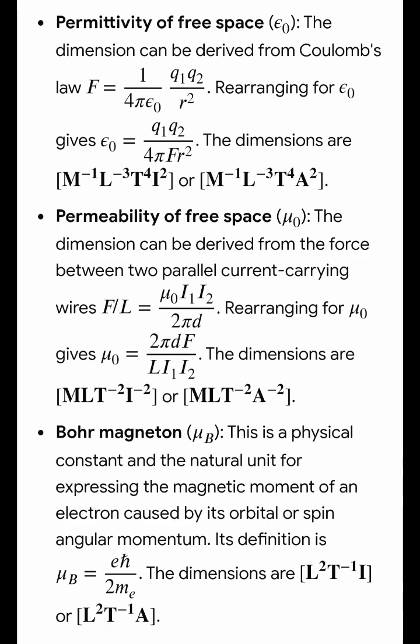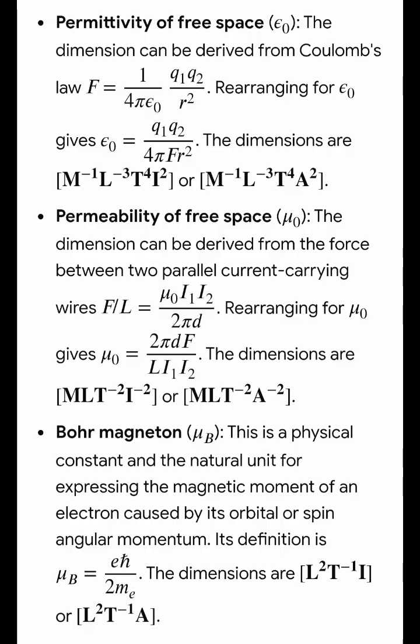And to find the dimension of permeability, we know that the force between two parallel current carrying wires is F by L is equal to mu 0 I1 I2 divided by 2 pi d. Rearranging this, we get mu 0 is equal to 2 pi d F divided by L I1 I2. Therefore, the dimension is M L T raised to minus 2 I raised to minus 2, or M L T raised to minus 2 A raised to minus 2. So permeability also has a dimension.